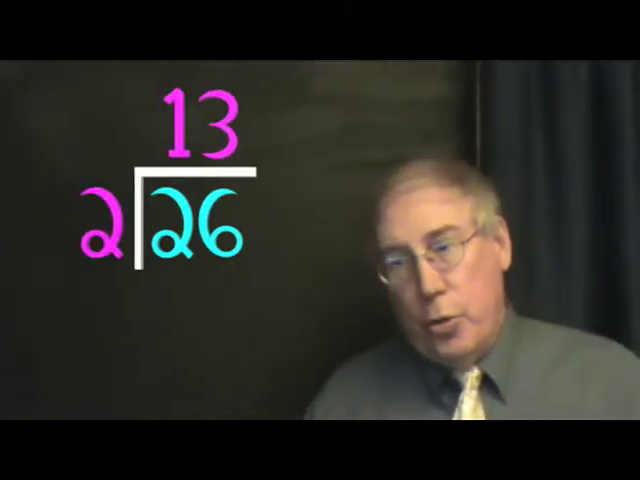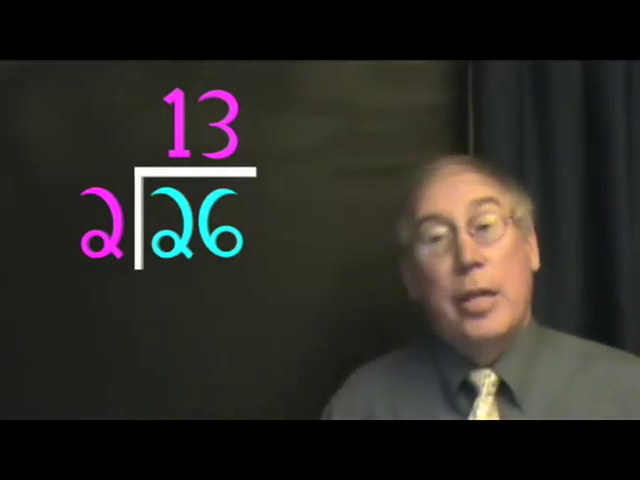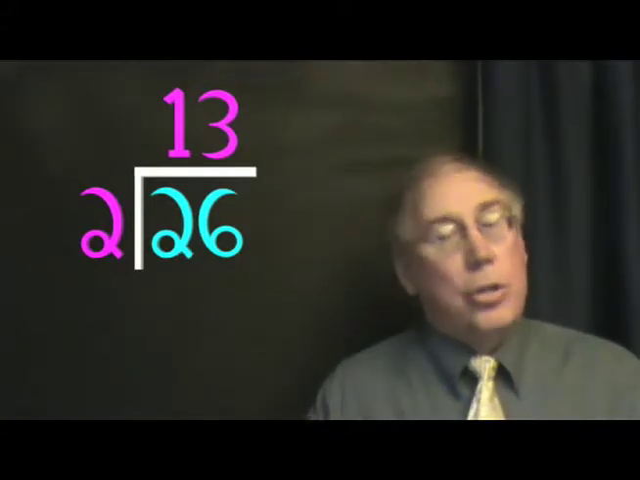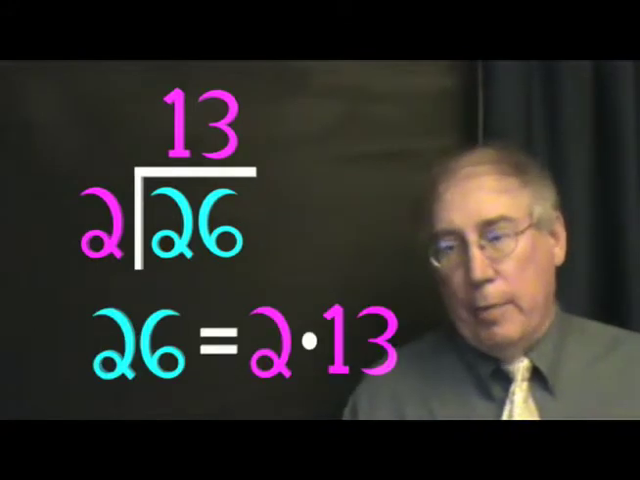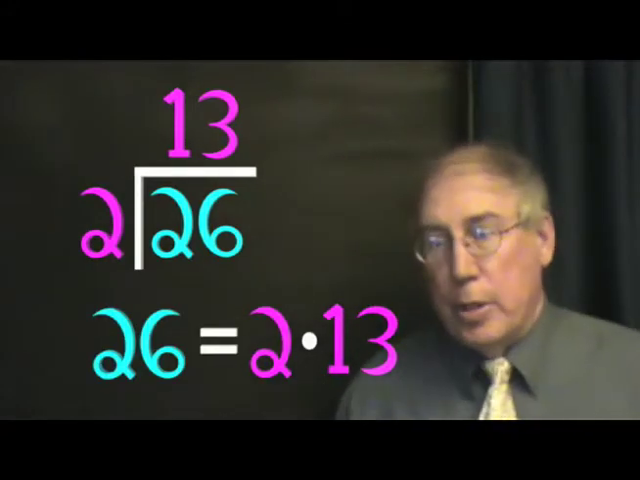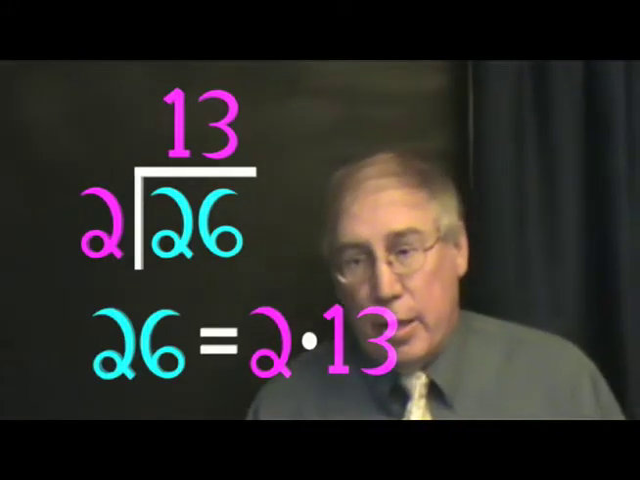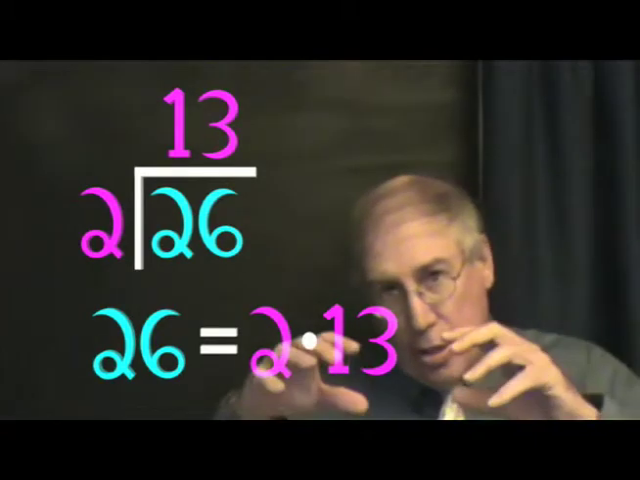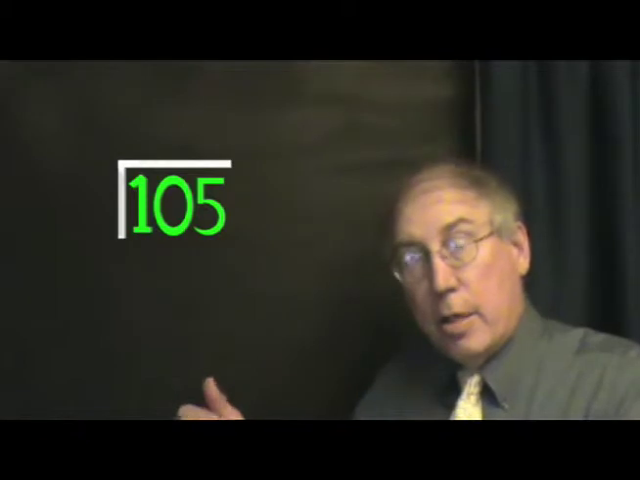26, it ends in an even number, so we can divide 2 into 26. It goes in there 13 times. So 2 and 13 are the prime factors of 26. So the dividends are composite numbers that we're working with here.